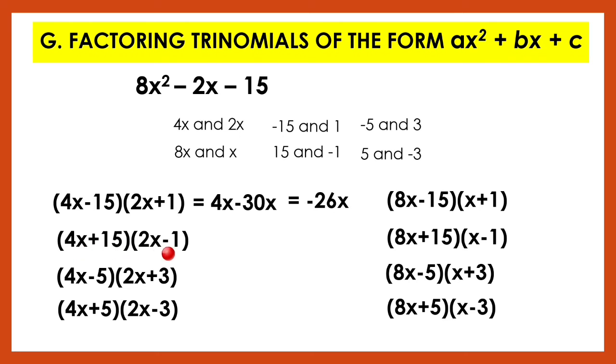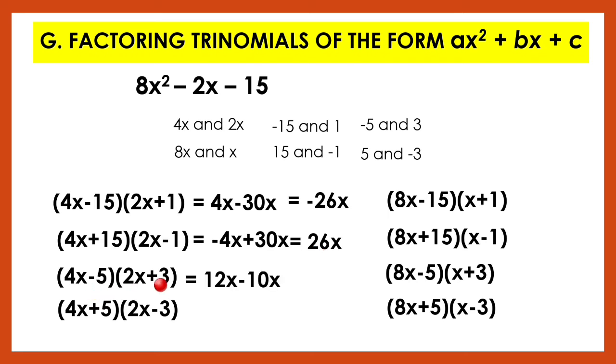4x times negative 1. That is negative 4x. 15 times 2x, that is positive 30x. Negative 4x plus 30x is 26x. So, hindi pa rin siya equal. Try pa tayo ng iba.